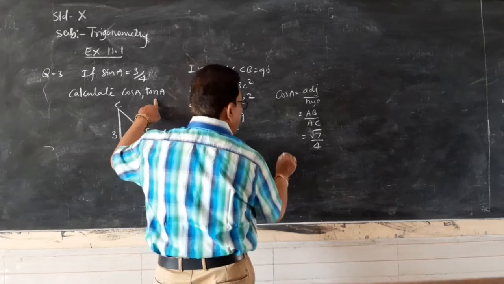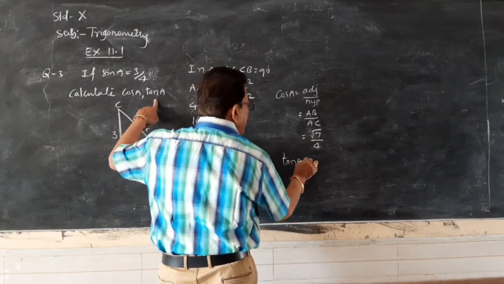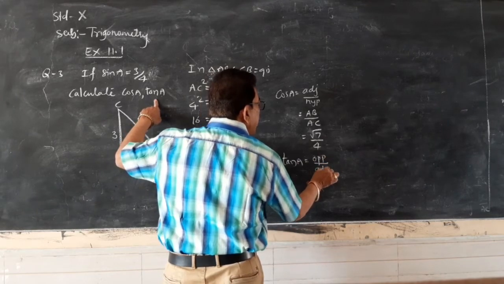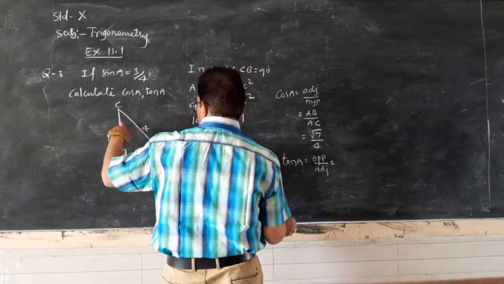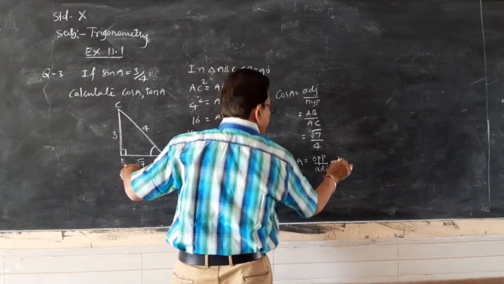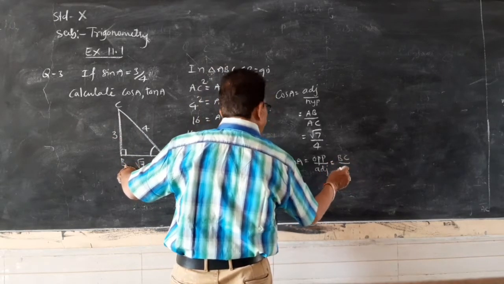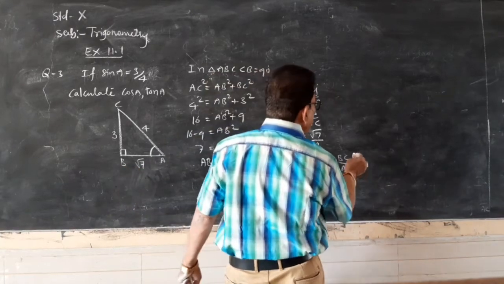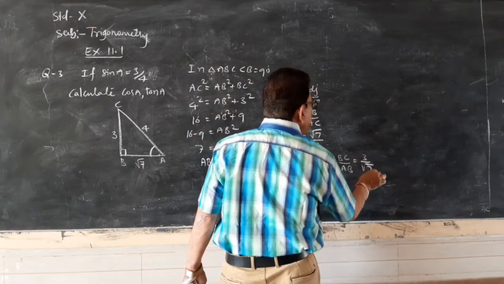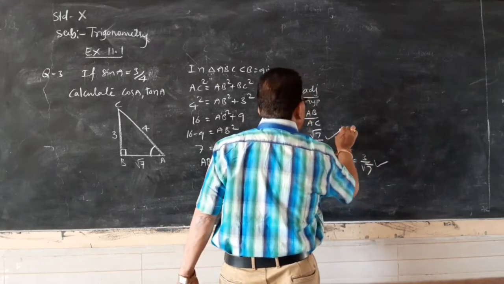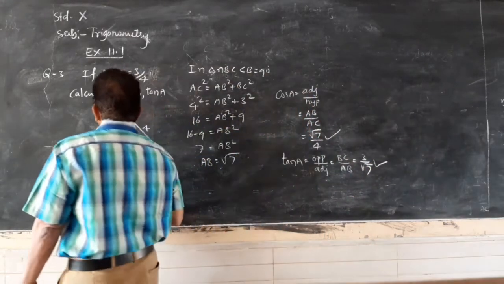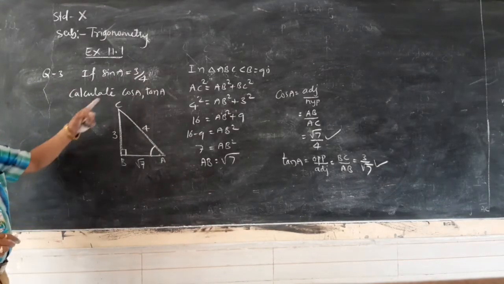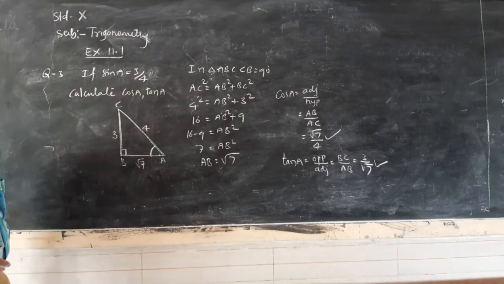Then tan A. Tan A equals opposite side divided by adjacent side, that is opposite side BC divided by AB. BC is 3, AB is root 7. Okay, so root 7 by 4 and 3 by root 7 are the values of cos A and tan A.